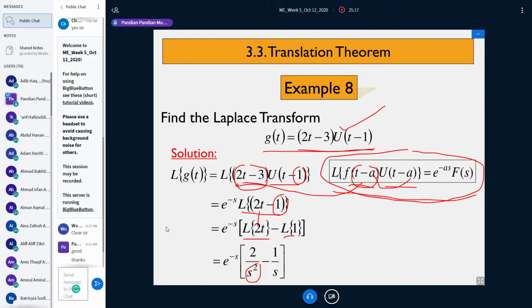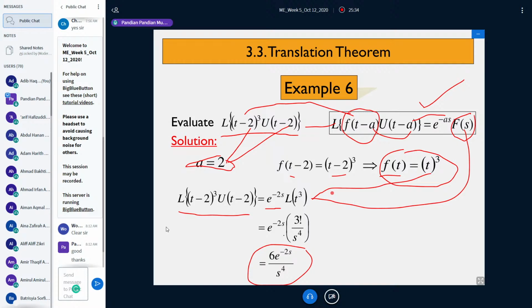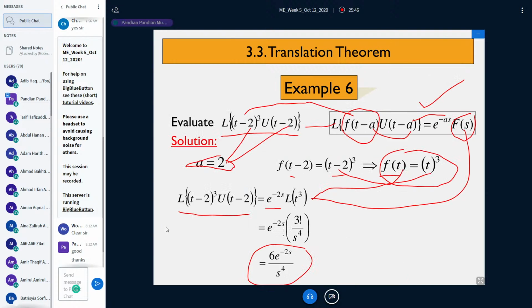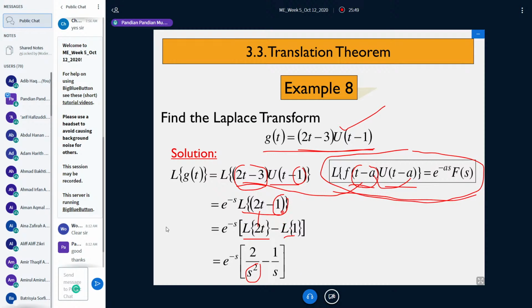So you rewrite again: 2t minus 3 equals 2t minus 2 minus 1. And then take out 2 in the bracket, t minus 1, minus 1. After that, the t minus 1 becomes t, like this. But this is one term only, but here we have 2 terms, minus 1. So that's why. Okay, take your time. You can revise this later.